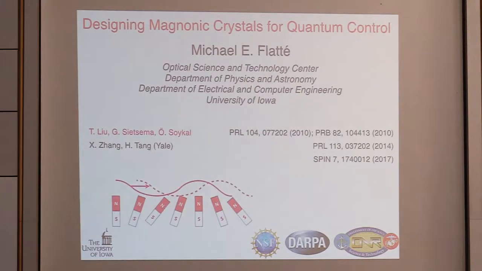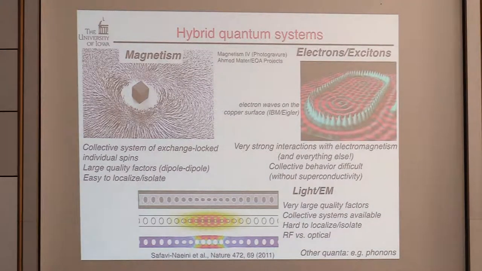You may have better luck if you try to move spin around without the charge, and you just involve the motion of magnets in spin space, carrying some magnetic wave forward. So the general area that I've been looking at this from is the area of hybrid quantum systems. I think many people here are also taking this kind of perspective that you want to try to bring together different physical systems that have different advantages.